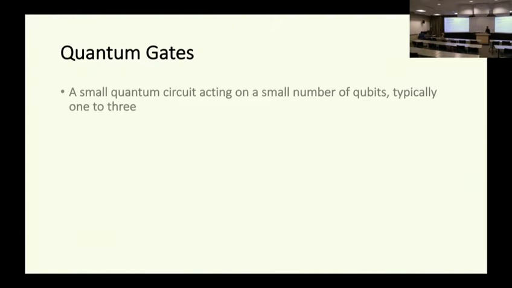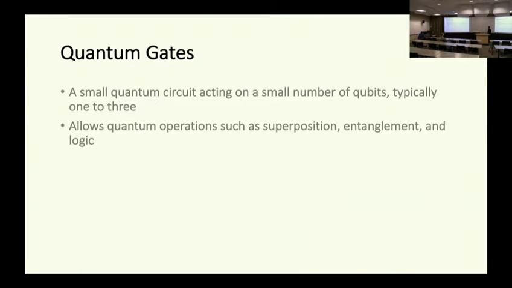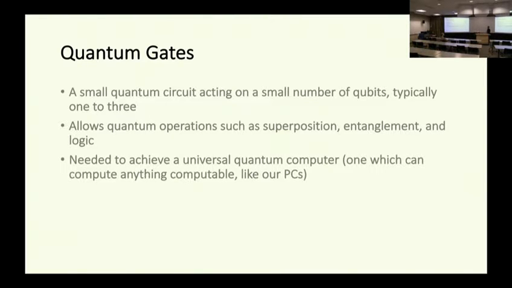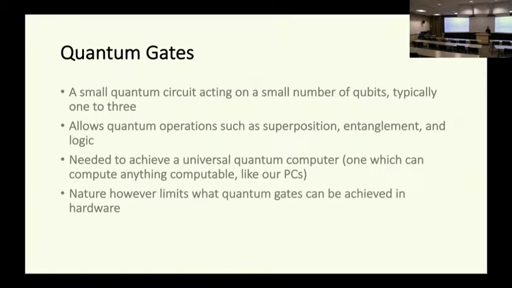So a quantum circuit is basically a sequence of operations acting on some small number of qubits, generally 1 to 3. An operation may put two qubits into superposition, for example. They can entangle them and do some logic. These are obviously needed to achieve a universal quantum computer, and so people are concentrating effort on that. Again, the problem is that because hardware is involved, what you can do in terms of gates is also limited by that hardware. You can only flip things so many times using RF and so forth.